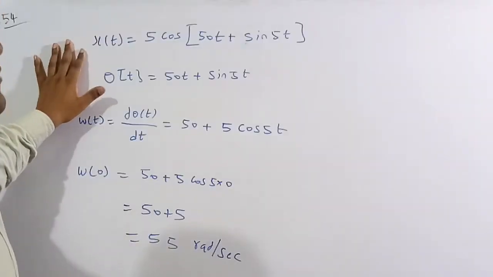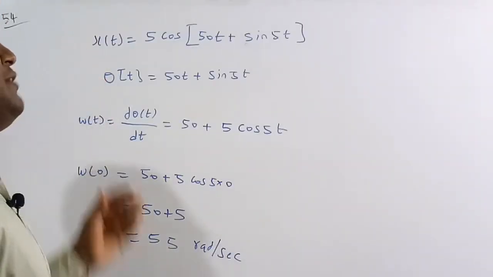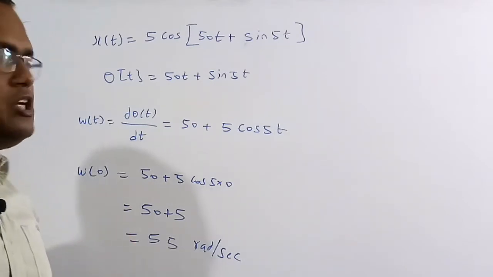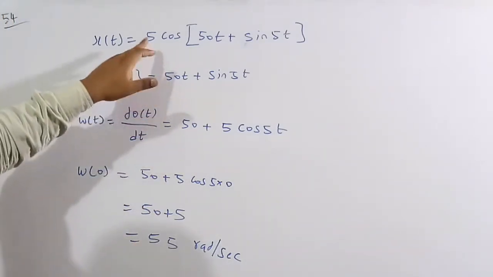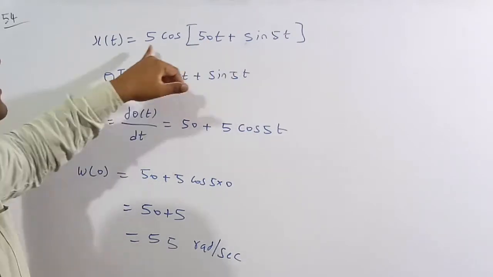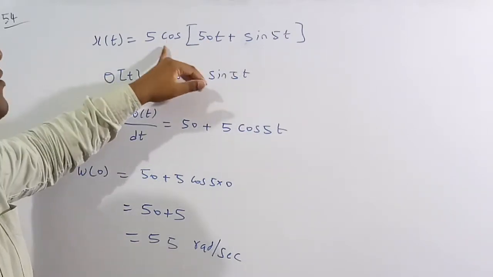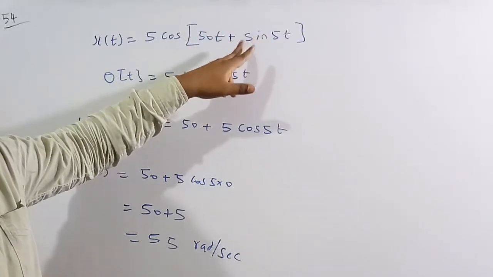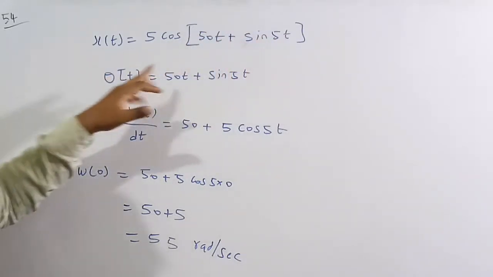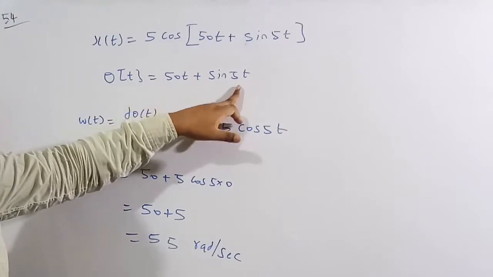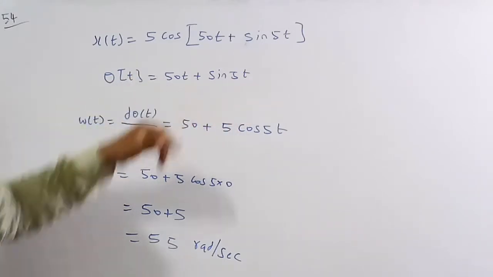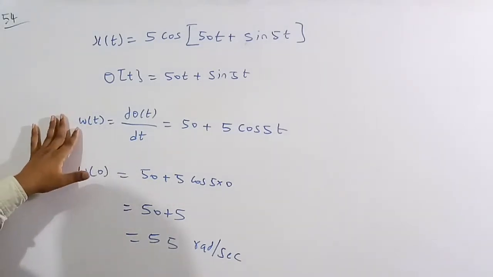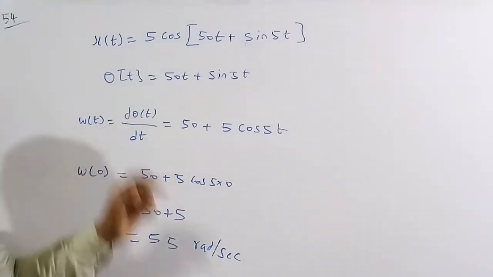This is the signal given in the question. For this signal we need to find the angular velocity at the t equal to 0 instant. Basically this looks like A cos omega t, which is nothing but A or Vm cos theta. So this is the angle theta, which is called the angular displacement. Therefore theta of t is equal to 50t plus sin 5t, because it depends on the time t. This is the angular displacement, but angular velocity is nothing but the differentiation of the angular displacement.